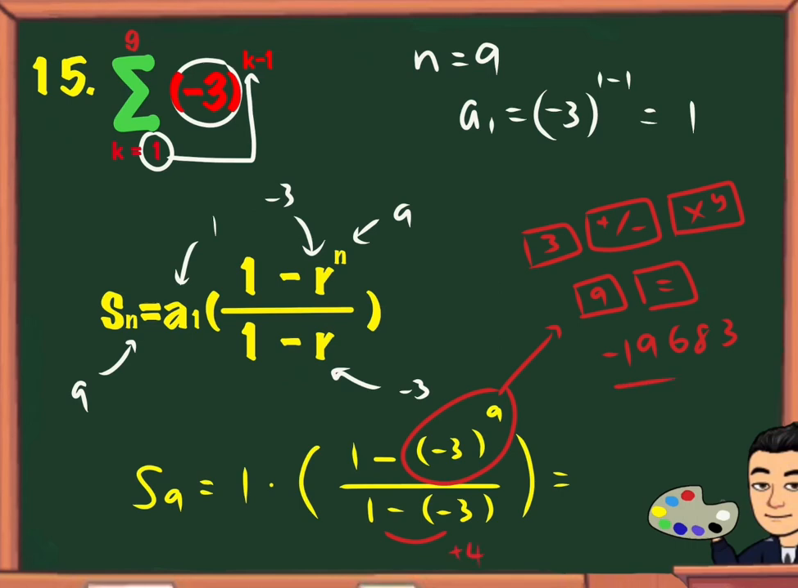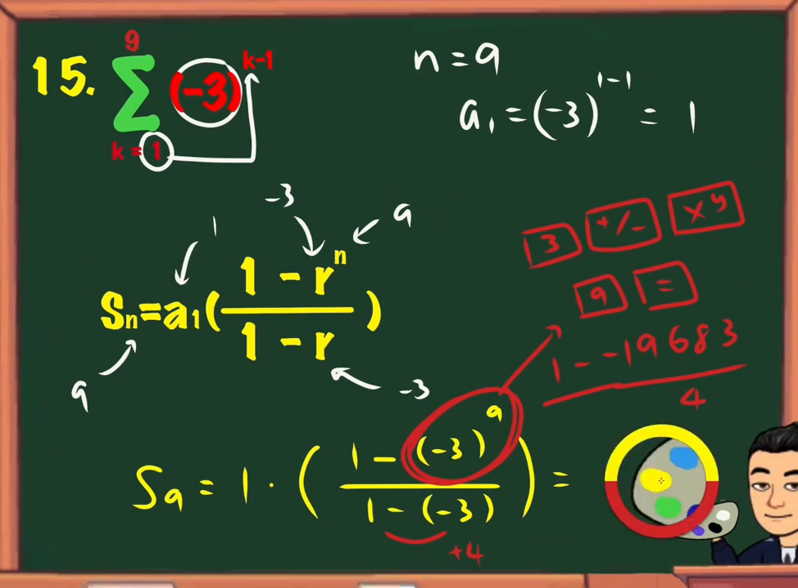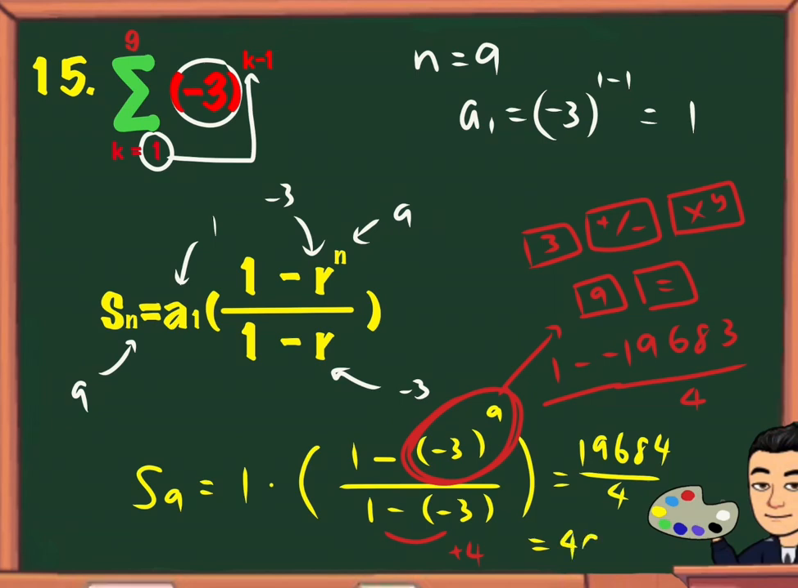So the whole thing is going to divide by... actually, it's not the whole thing, because I'm just solving for this part. So it's going to be 1 minus this huge negative over positive 4. That's going to be positive 19684 over 4. And your answer is going to be 4921.